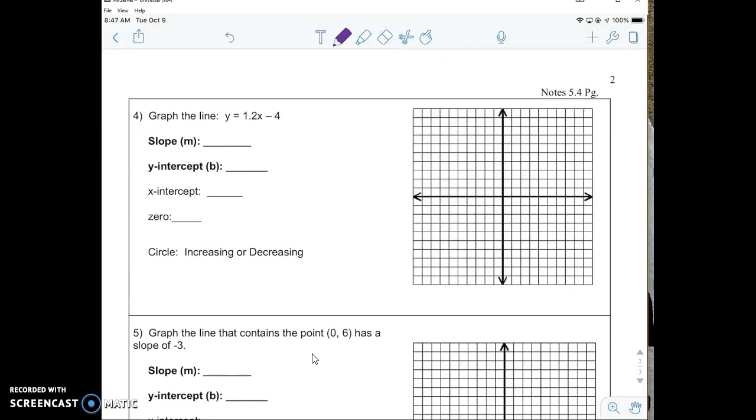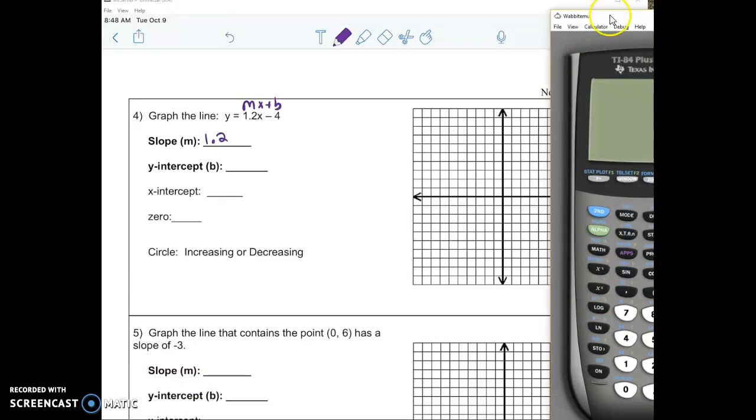Take a look at number 4. Graph the line y equals 1.2x minus 4. This is in the form mx plus b. My slope here is 1.2. However, that's not very useful for us because we cannot use a decimal to find rise over run.